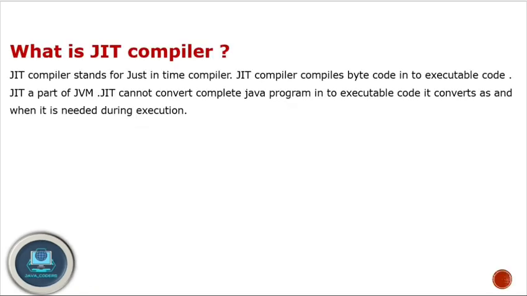What is JIT compiler? JIT stands for Just-in-Time compiler. JIT compiler compiles bytecode into executable code. JIT is a part of JVM. JIT cannot convert the complete Java program into executable code. It converts as and when it is needed during execution.